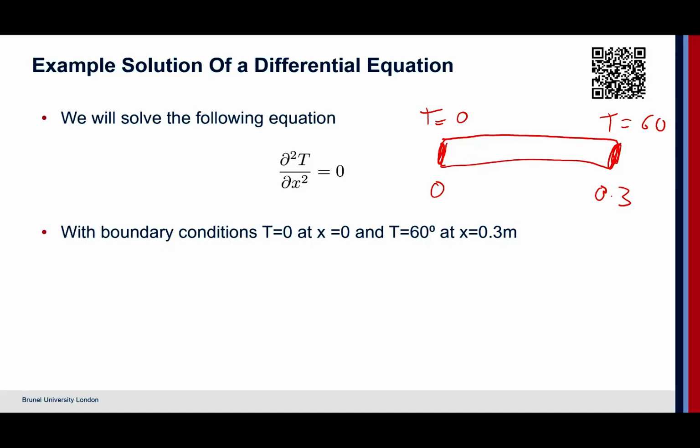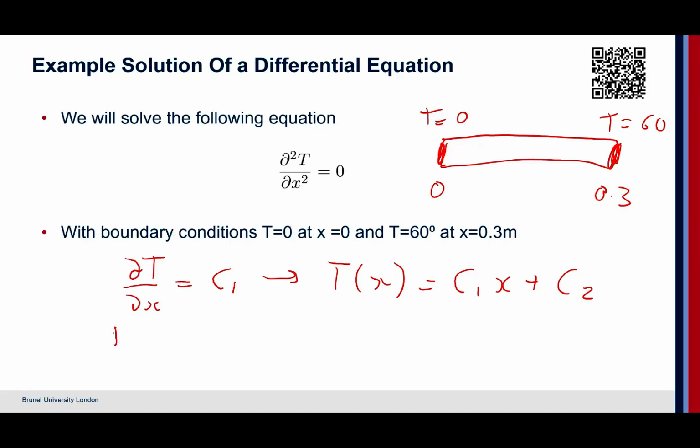Let me just talk you through this solution. So essentially we just integrate twice. The first integral gives you dT/dx is equal to a constant c1. And then the second integral gives you T as a function of x is equal to c1 times x plus c2. So we now have this function T of x and two unknown coefficients. And this is where the boundary conditions come in.